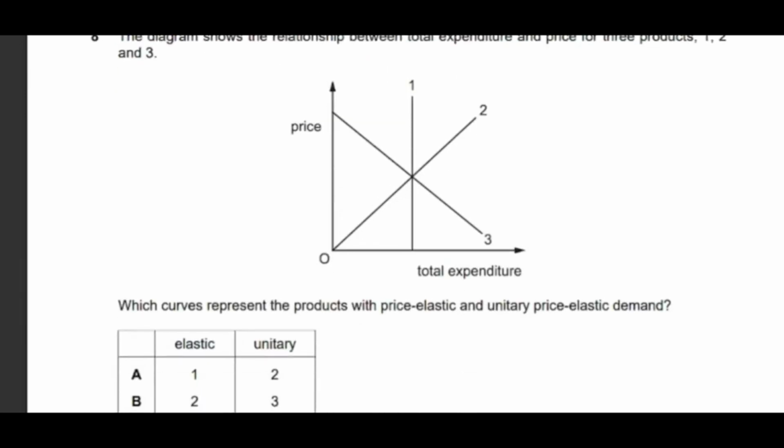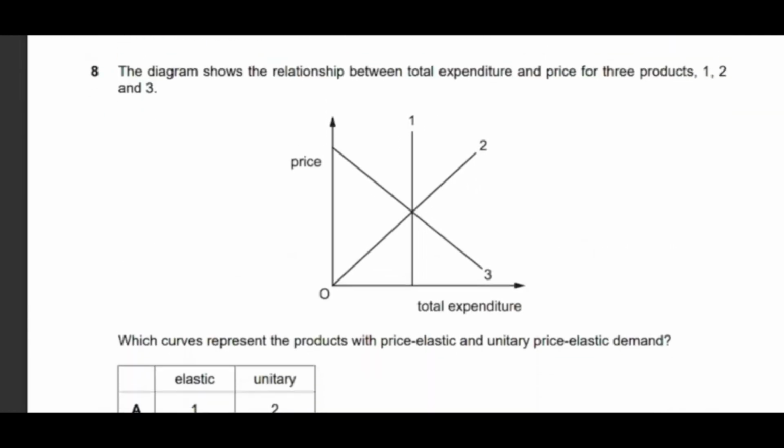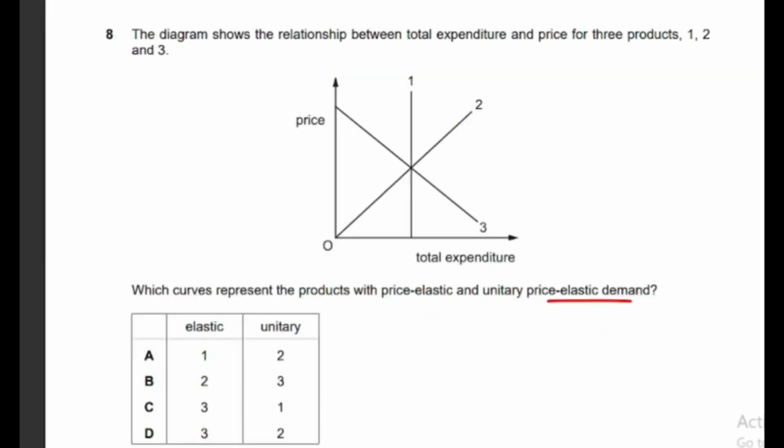Question number 8 says, the diagram shows a relationship between total expenditure and price of 3 products 1, 2, 3. Which area represents the products with price elastic and price unitary elastic demand? Unitary elastic demand is when change in price has no impact on total expenditure and total revenue. So option 1 is a unitary elastic demand, because in this case total expenditure is fixed this much. For example, whatever price is in the market, total expenditure is not changing.